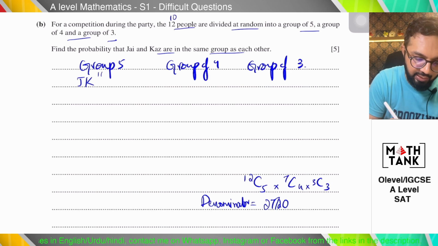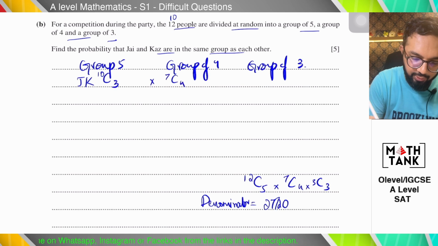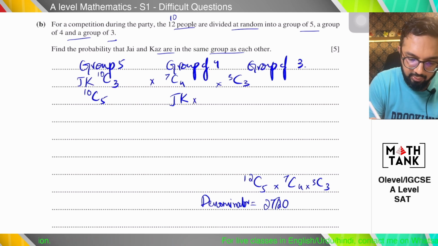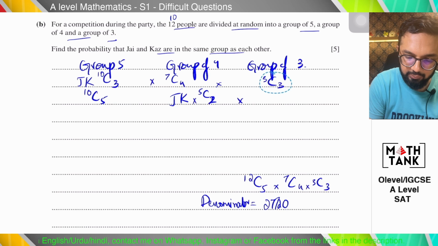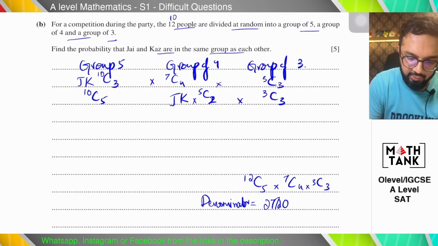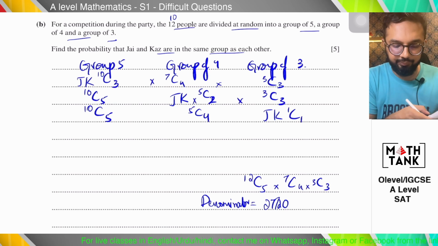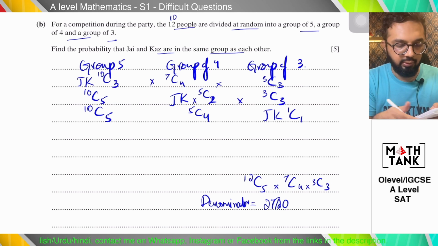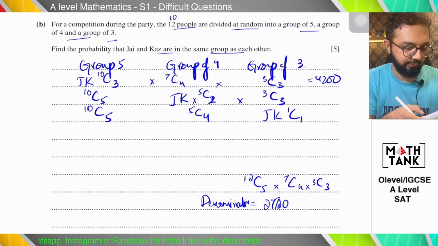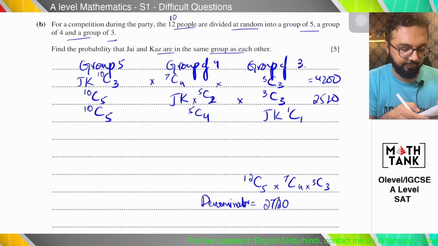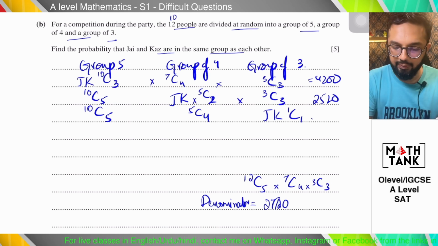Okay, now if Jai and Kaz were in this group, how many other people could be in this group? So I have 10 remaining, so I'm going to say 10C3 into 7C4 into 3C3. If Jai and Kaz were in this group, I would say 10C5 into 5C2 into 3C3 and 10C5, 5C4, 1C1. 4200, 2520, 1260. Let's see if that gives us the correct answer.